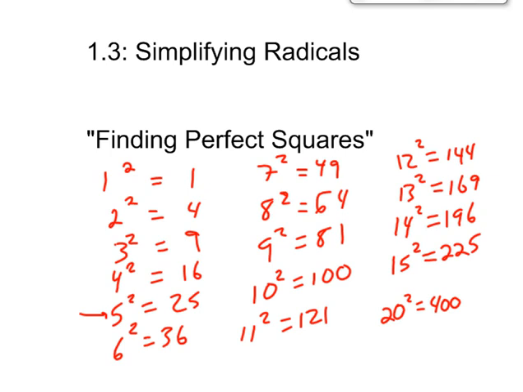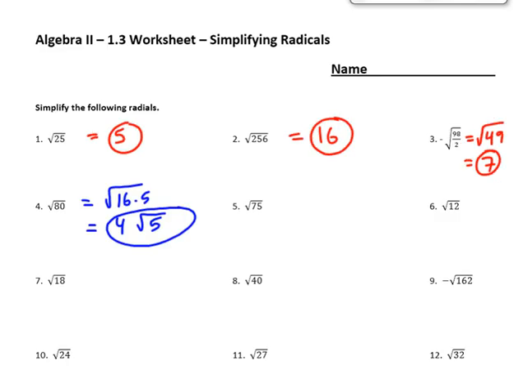I can look, the next one up is 49. 75 divided by 49. That's not a nice number. 36. 75 divided by 36. Getting closer, but that's not good either. 75 divided by 25. Well, 75 divided by 25 is 3. So I know that 75 is 25 times 3.